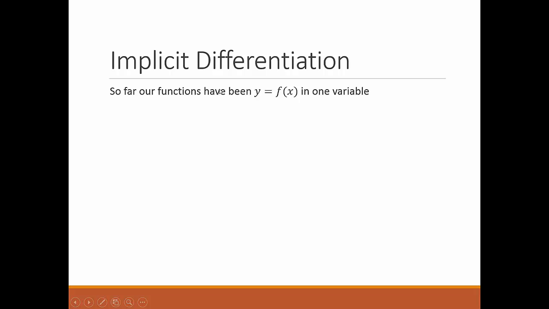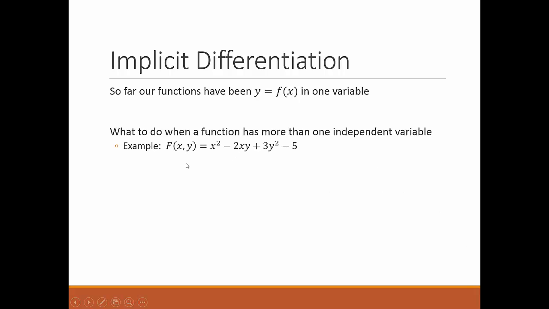So, what we've been doing so far is the functions you've been dealing with have been in this format, y equals f of x, where we only cared about one variable at a time. Well, what do we do if we have more than one variable? So for example, if I have a function that looks like this, x squared minus 2xy plus 3y squared minus 5, how could I do anything with this as far as derivatives because there's more than one variable? And this is what implicit differentiation is: we say there's an implicit relation between the variables x and y.